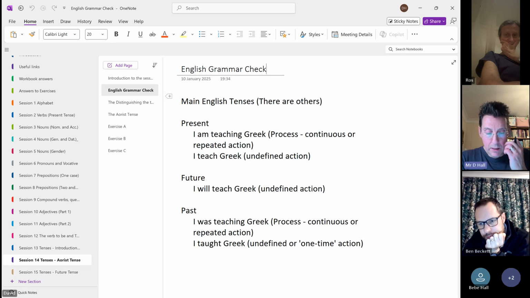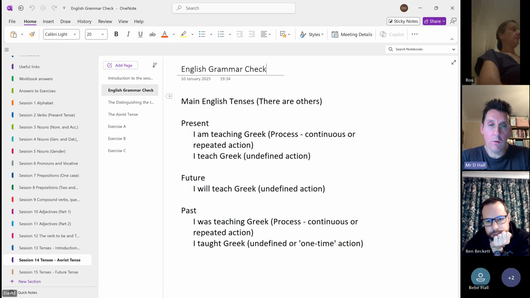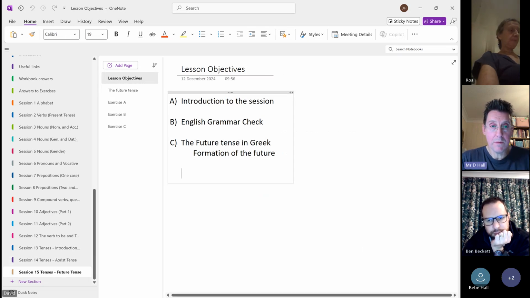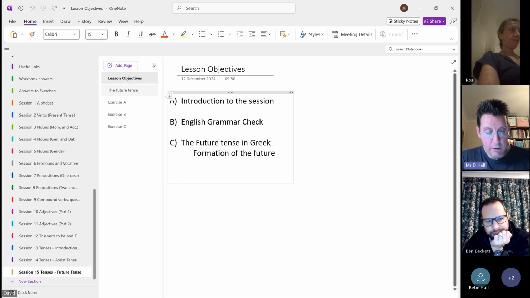And then in the future, we would just use the word will, I will. I will teach Greek. And so we add in an extra word, which is often what we like to do. We use auxiliary verbs in English in order to decide whether something is happening now or in the past or in the future. So it's quite simple, undefined action, I will teach Greek. And that's really how we see future tense in Greek. So let's go and have a look at the future tense, shall we?